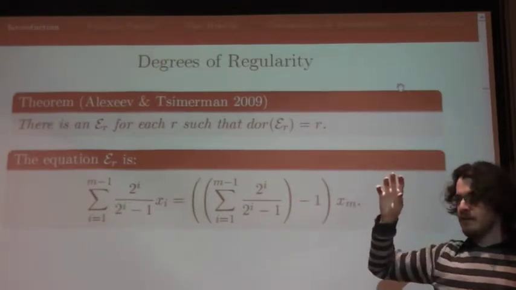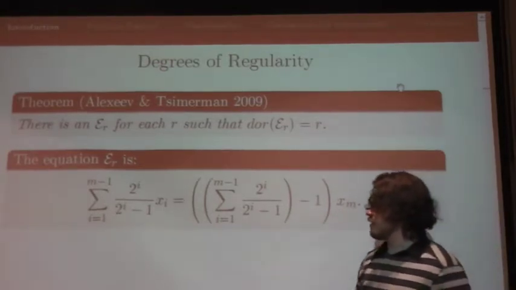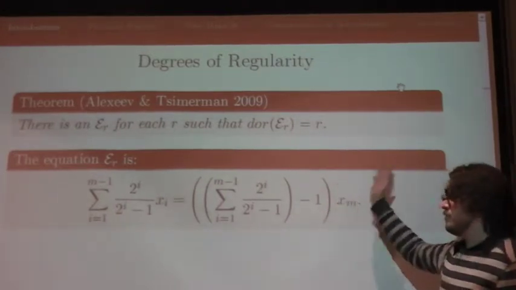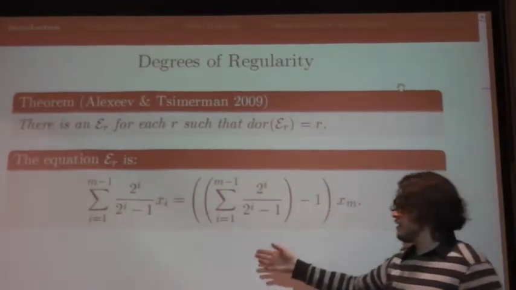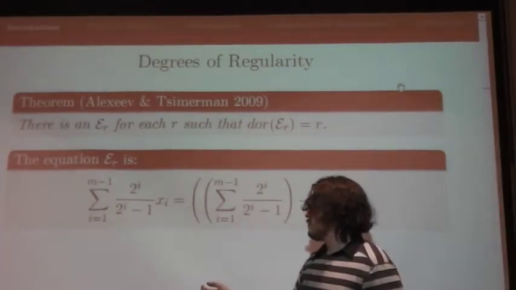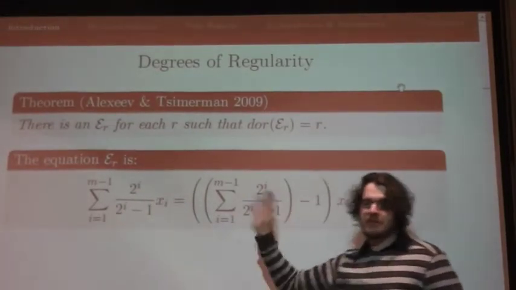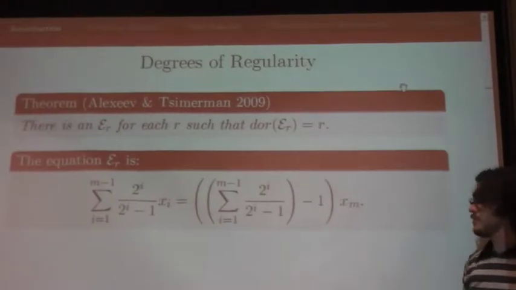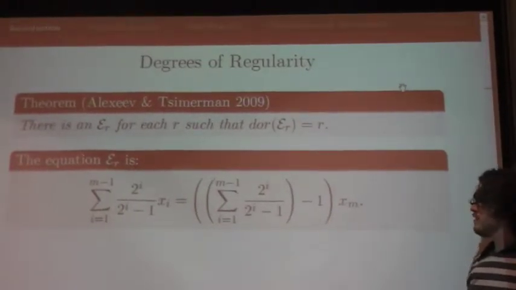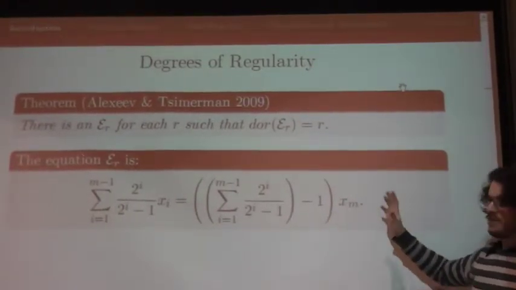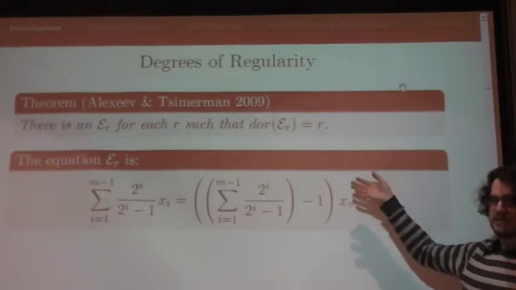There's somebody who just gets 1 degree higher than the rest. This is the example. It's a bit of a messy formula, but the easiest way to write it is with rational coefficients. You could clear the denominators and then it would be integer coefficients. But this is kind of the witness to some hierarchy of regular equations.